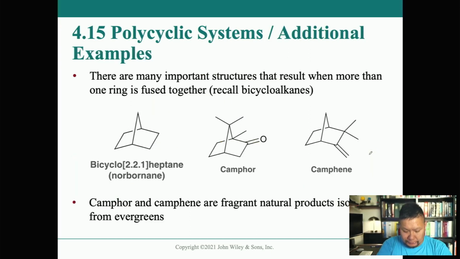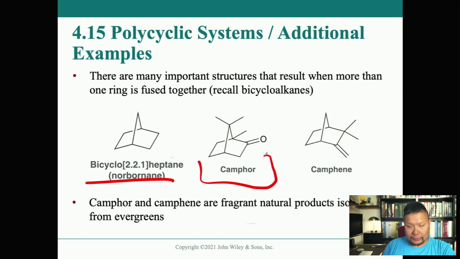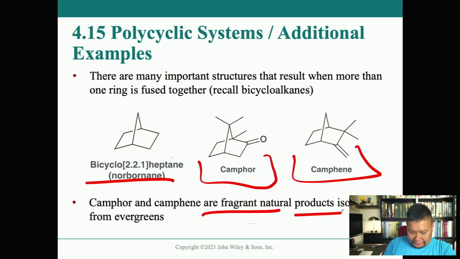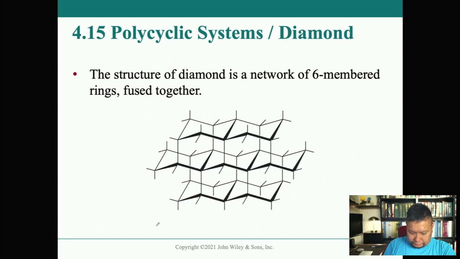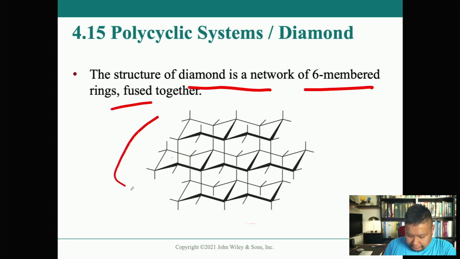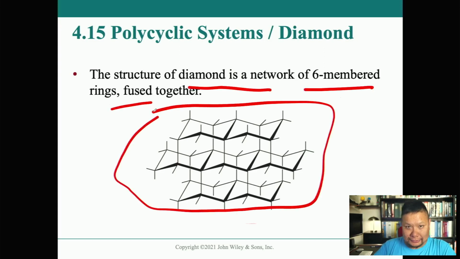Okay, so some other examples of polycyclic systems. We've already seen the cycloheptanes in the previous slides, or maybe it was the previous lecture, I can't remember. But there's also camphor, which I've heard of before, and camphene. Both of those are fragrant natural products isolated from evergreens. Polycyclic systems can also form these cool structures. This is a diamond network of six-membered rings all fused together. I can imagine that's a very, very strong molecule. It looks pretty neat: a bunch of chair conformations attached to each other.